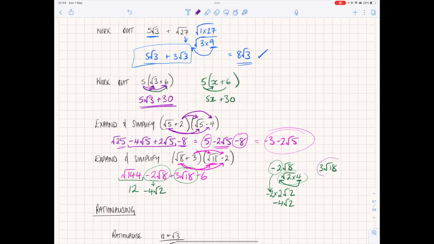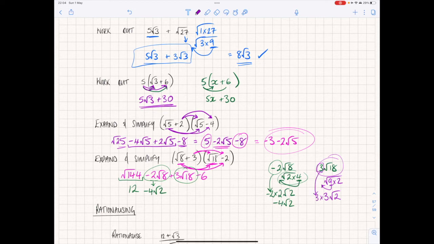Now let's look at what happens here with this root 18. So root 18 simplifies to 9 times 2. The square root of 9 is 3, so the 3 goes on the outside. So it becomes 3 root 2. But we've still got this 3 on the outside that needs to come down.